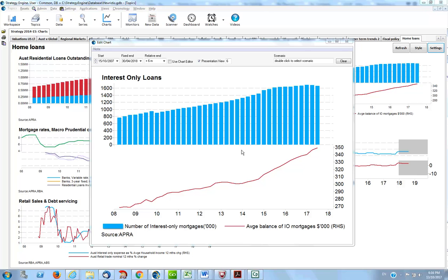Now, focusing in purely on the interest-only loan segment, what we can see here, the red line on this chart, shows the average balance of interest-only loans. It has grown from just under 300,000 for the average loan in 2012 to up around about 350,000 for the average loan.